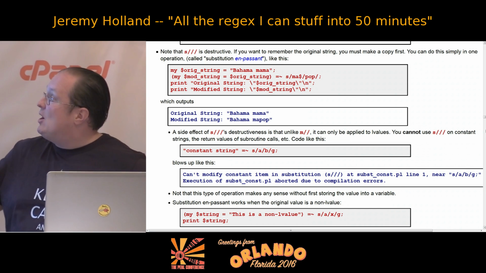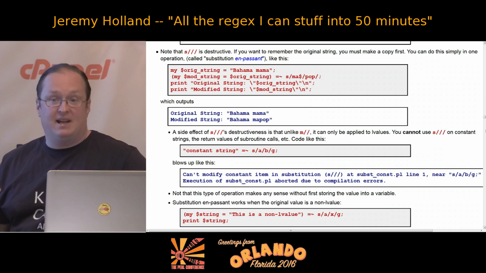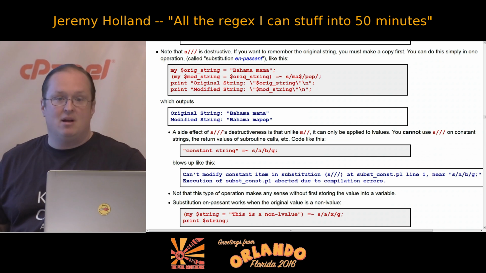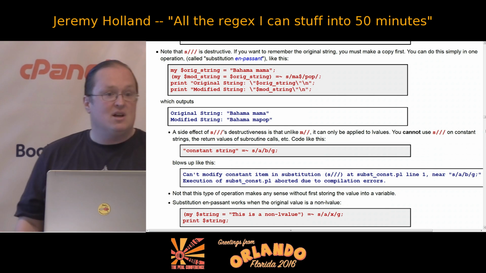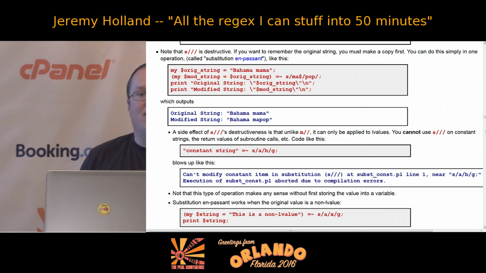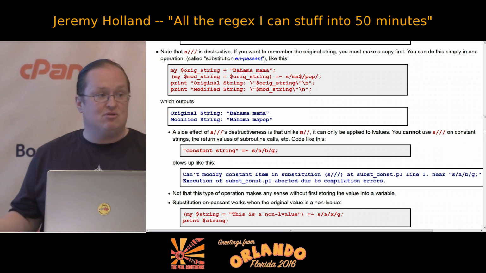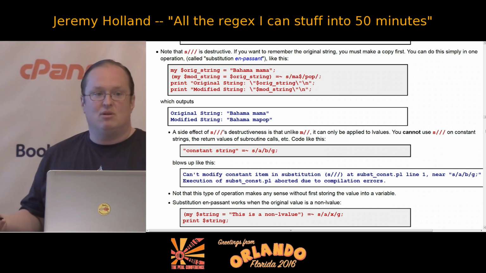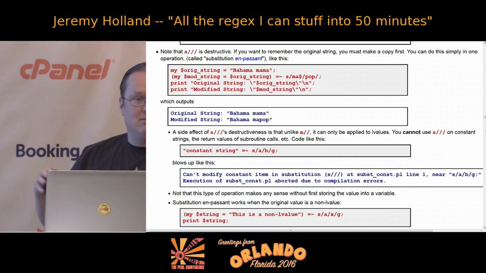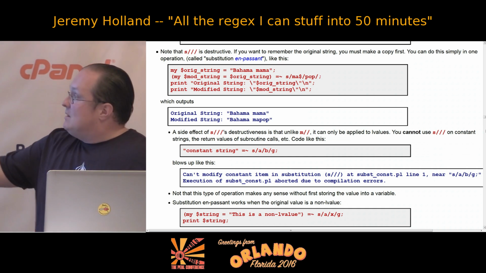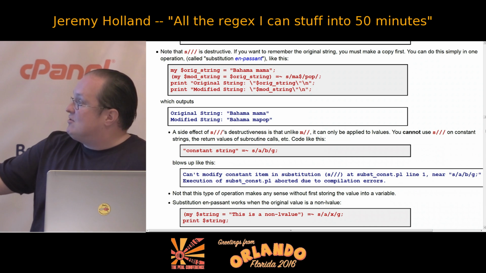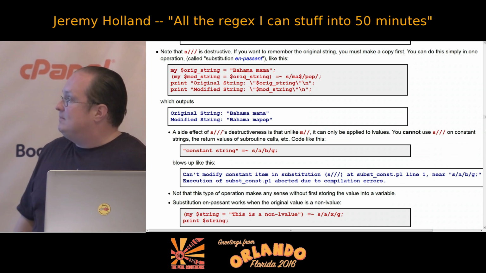This is very helpful if you need to take a non-L value and do substitution on it. Because S is destructive, you can only apply it to L values. So if you need to take the return of a subroutine and do some substitution on it, you can't do it in place with the actual return value. You have to assign it someplace first. If you try to do it on a constant string, you'll get that error.